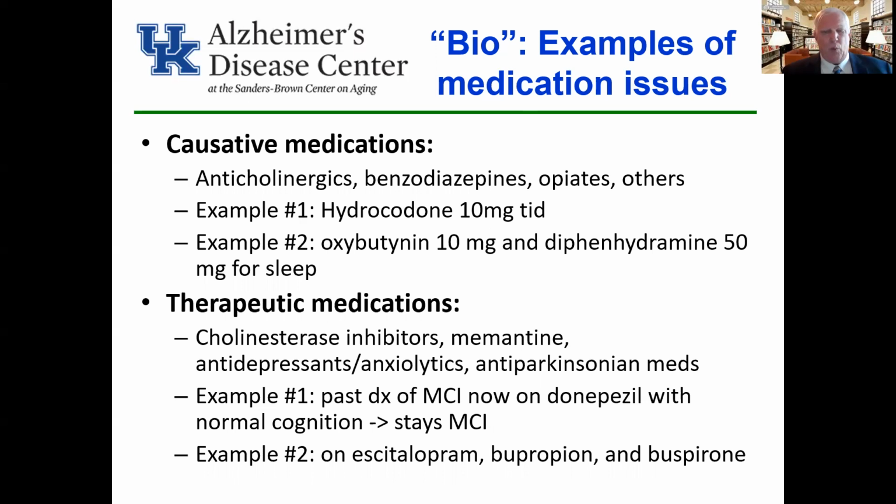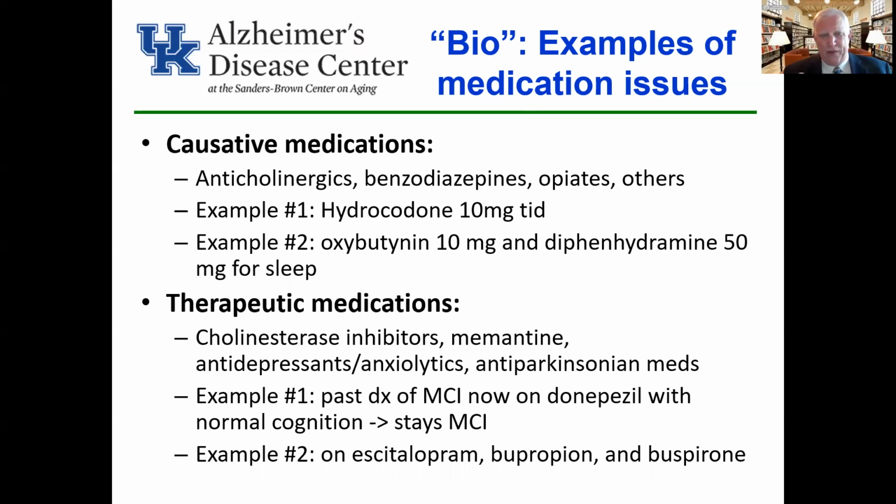So example 1, somebody with a past history of mild cognitive impairment. We started them on donepezil and now they come in with normal cognition. We don't think that their Alzheimer's or degenerative process reversed itself. Instead, we think that symptomatic improvement on these medications has changed their cognitive test scores. They remain mild cognitive impairment.